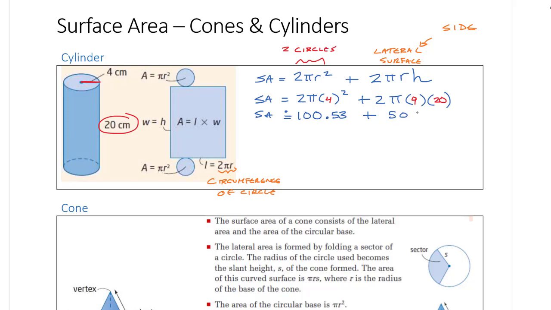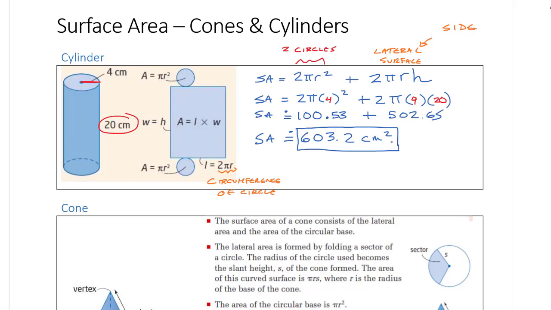And then when I multiply 2 times pi times 4 times 20, I get 502.65. I'm going to add those together, and then round it to 1 decimal place, and I get approximately 603.2 centimeters squared. Remember, it's centimeters squared because it's still an area.